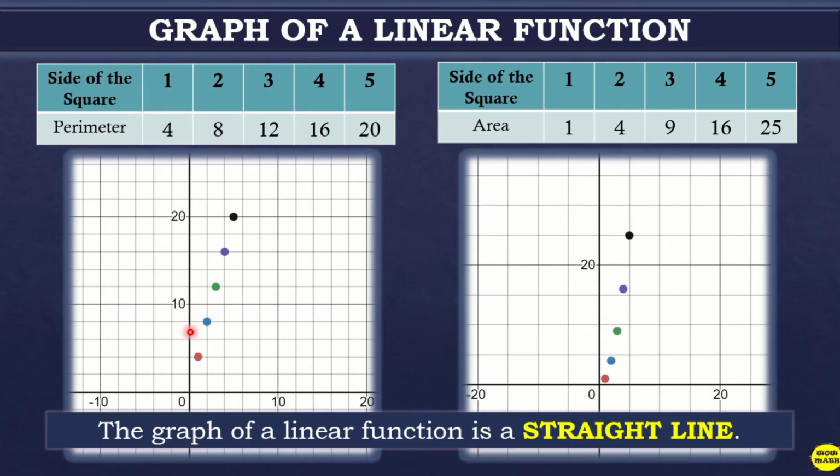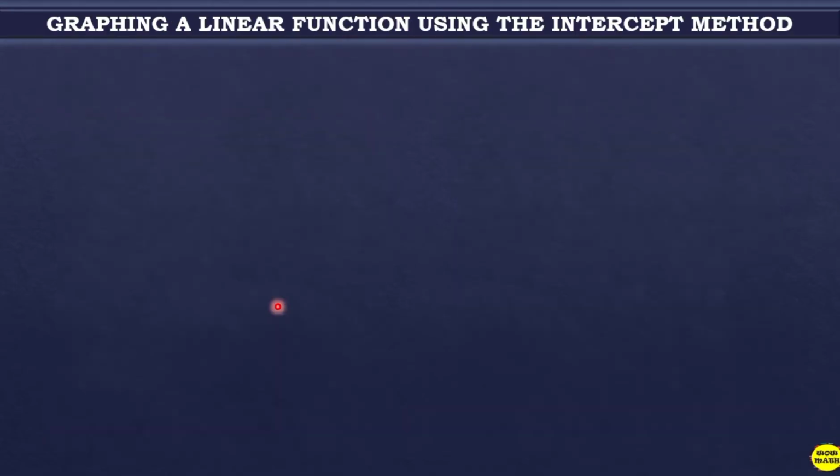So, 1, 4, ito si 1, 4. Ito si 2, 8. Ito si 3, 12, si 4, 16, at si 5, 20. So, and then, connect the points. Okay? So, ang magiging result ng graph natin is a straight line. So, that is the graph of a linear function. So, ulitin ko, paano mag-graph ng linear function kapag given ang table of values? Ipa-plot lang po natin lahat ng ordered pairs or set of ordered pairs natin na nasa table of values. Okay.